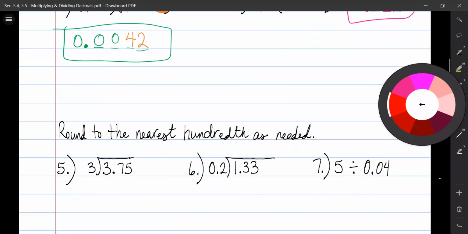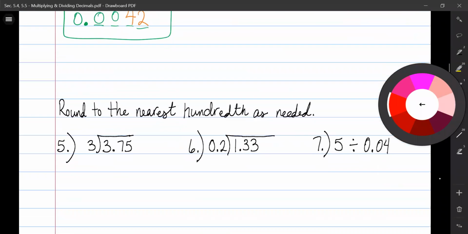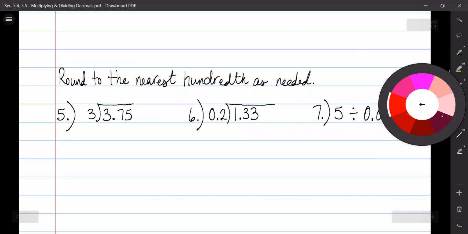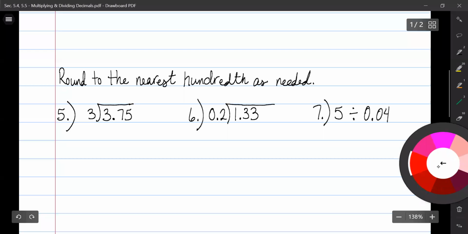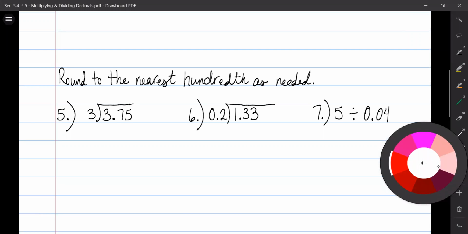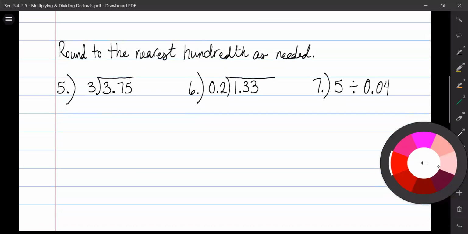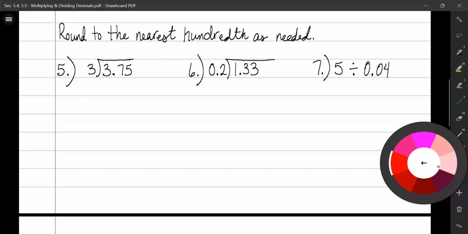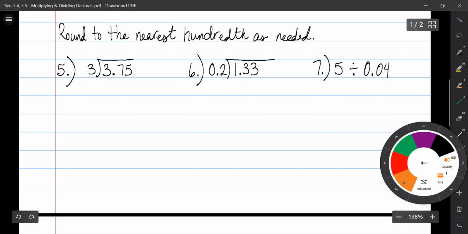All right, so next we're going to do dividing by decimals. All right, so first of all, the number that you're dividing by needs to look like a whole number. So on number 5, the number that we're dividing by is 3, so that's good. And then the next thing we want to do is take the decimal point from the dividend, which is the number inside the house, and we want to just copy it straight above into the quotient, or in other words, the answer.